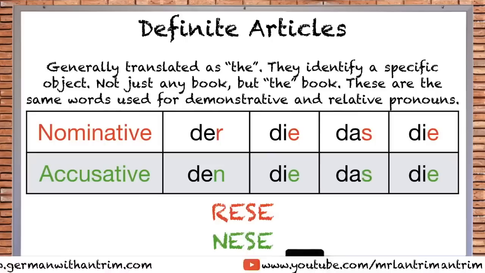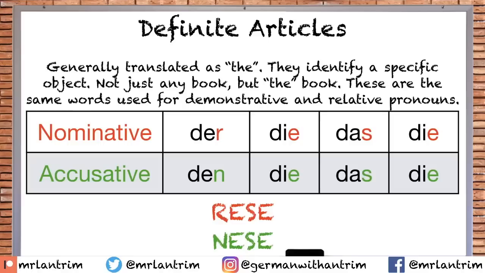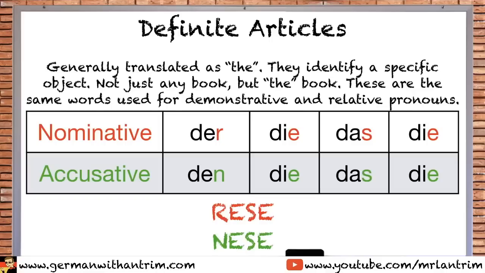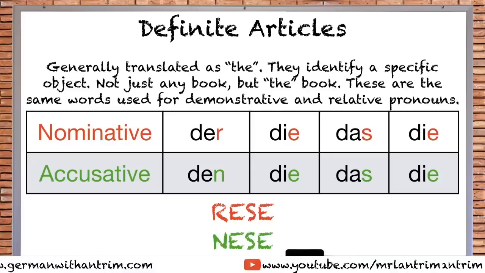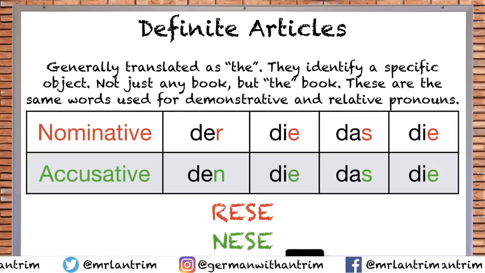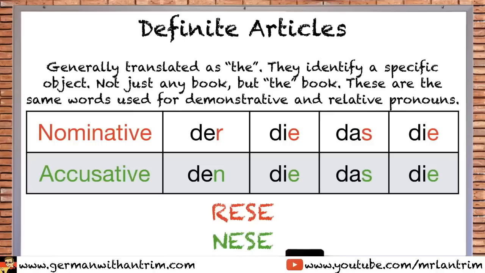The first chart you get in this presentation is what we call definite articles. Definite articles are generally translated as the in English, and they identify a specific object, meaning that it's not just any book, but it's the book. It's that particular one. And so these are these words here, der, die, das, and die for the nominative case. This is masculine, feminine, neuter, and plural. So der, die, das, die. Those forms there are all the nominative case, and they are used for the subject.